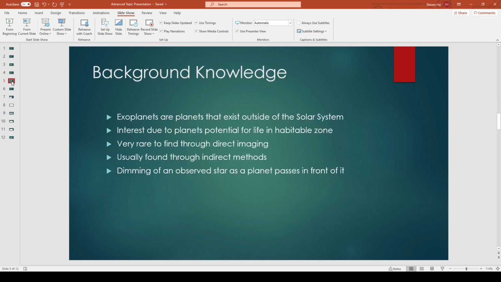So a little background knowledge: exoplanets are planets that exist outside of the solar system. The interest in them is the potential for extraterrestrial life. They're usually not found through direct imaging, but through more subtle methods, which I'll talk about more in the slides.